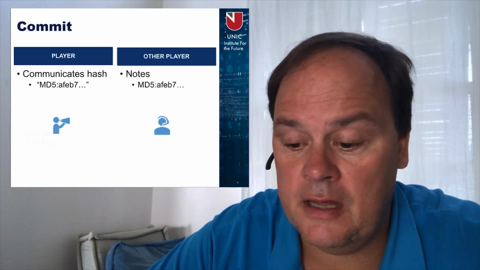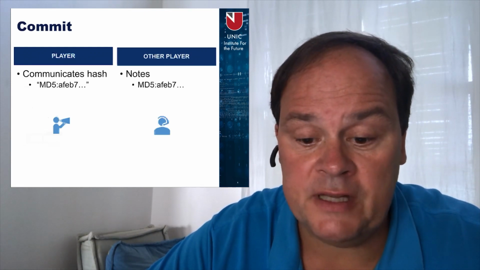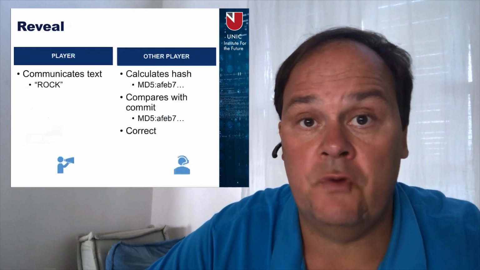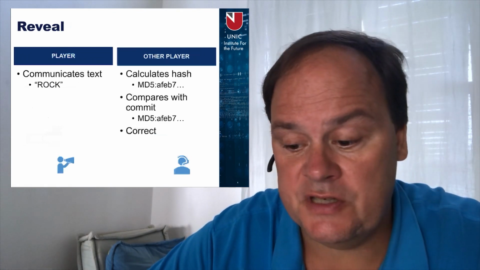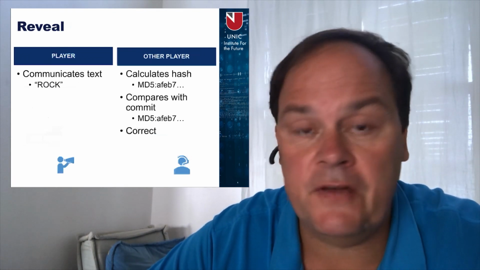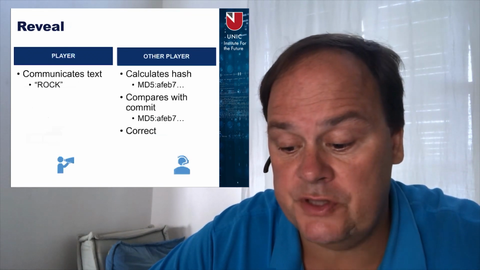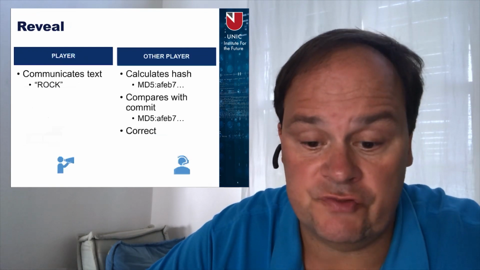It's an MD5 of AFEB7. Then a lot of things are happening. And then you reveal, oh, by the way, what I told you before was rock. So the other side says, okay, you said it's rock. So let's calculate rock. Oh, it's MD5 AFEB7. Okay. Let's check. I have my notes. What did you commit? MD5 AFEB7. Correct. You indeed chose rock.